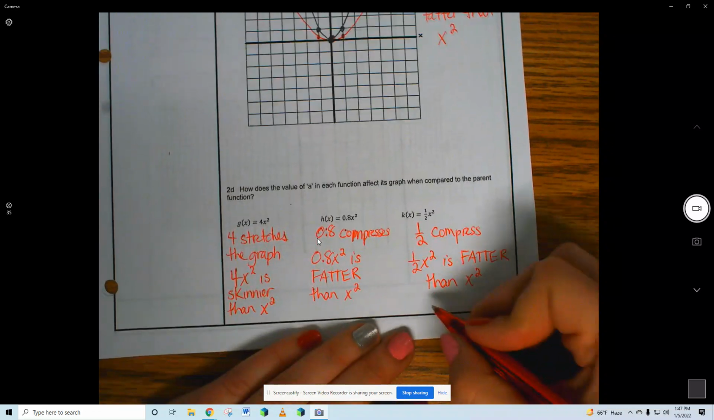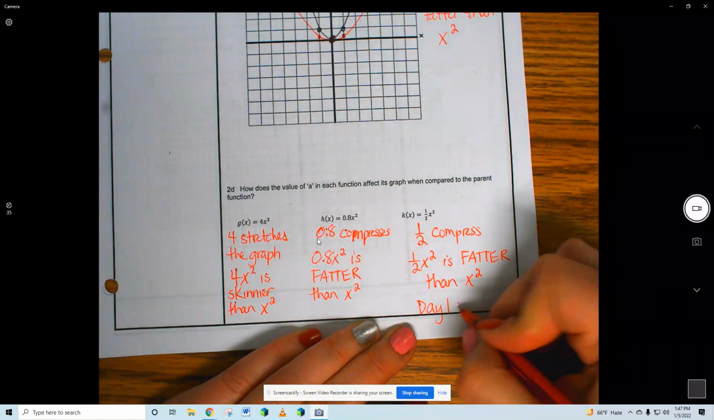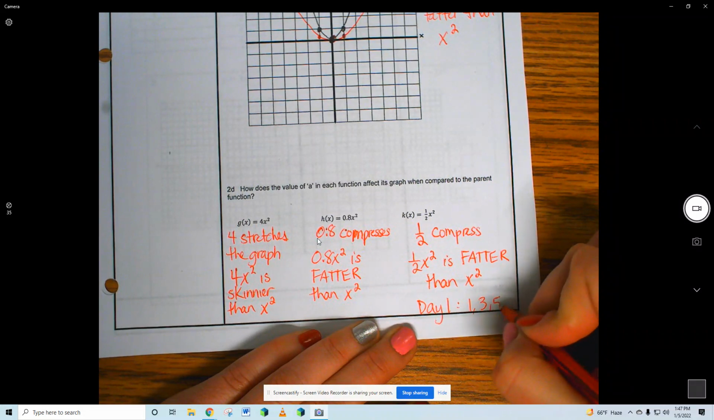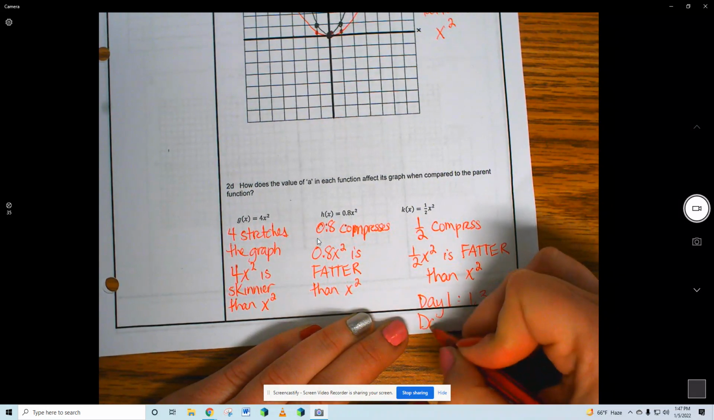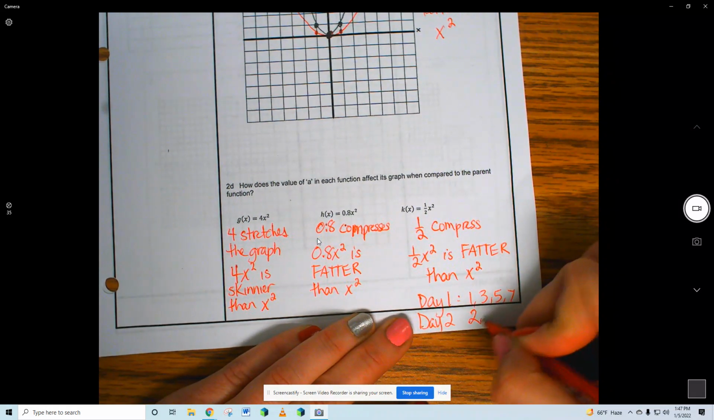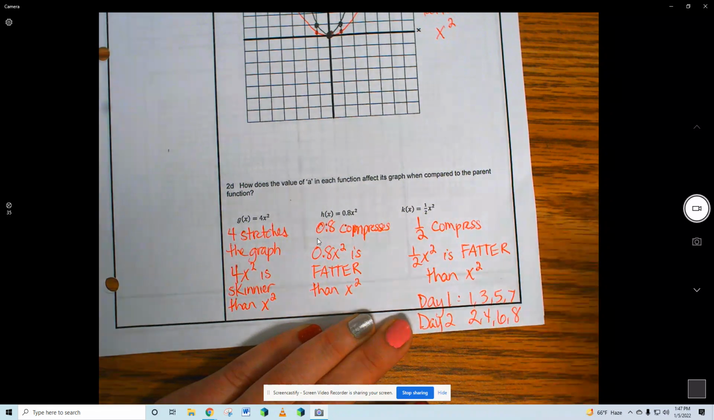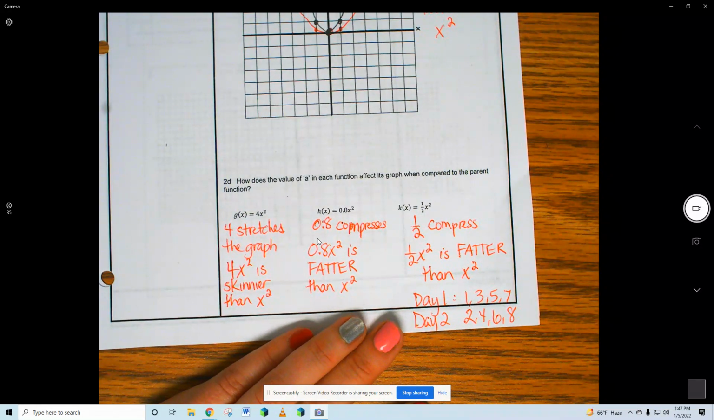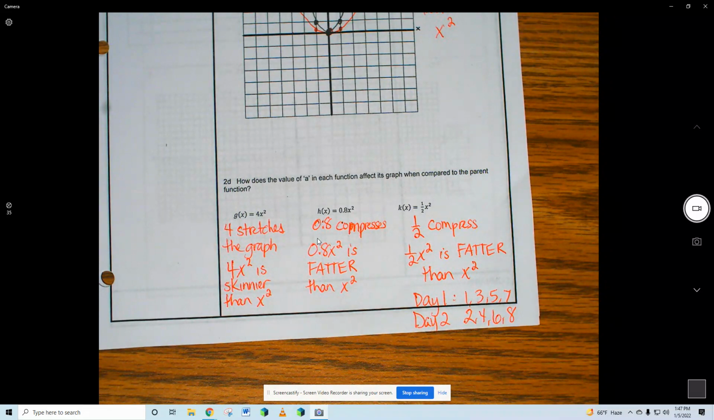So, your day 1 homework is 1, 3, 5, and 7. Day 2 tomorrow is going to be 2, 4, 6, and 8. You're not going to be here tomorrow? No, I am. I'm just putting this down so that you guys will write it, and that way you won't forget tomorrow's either.